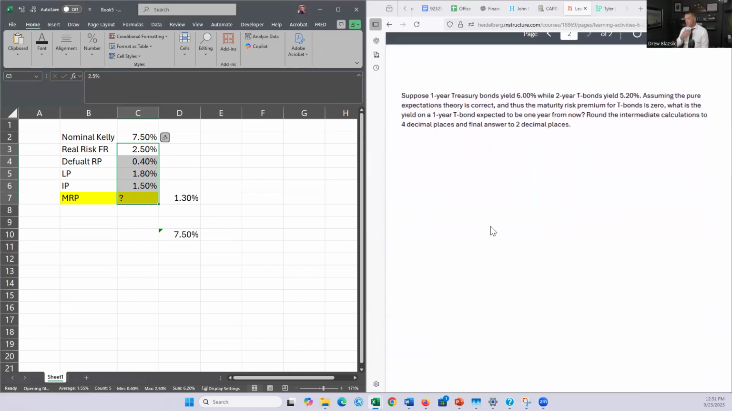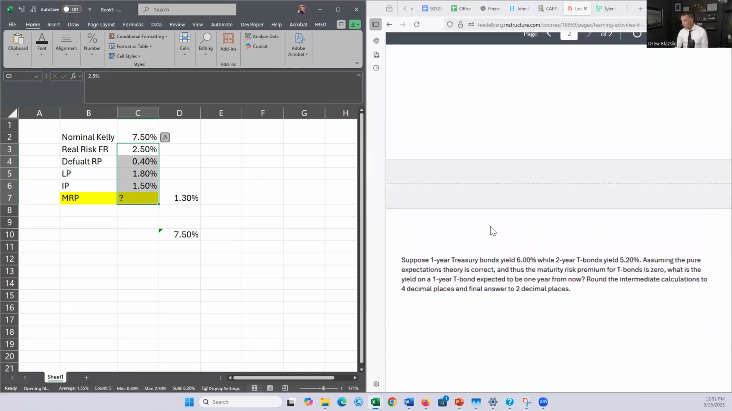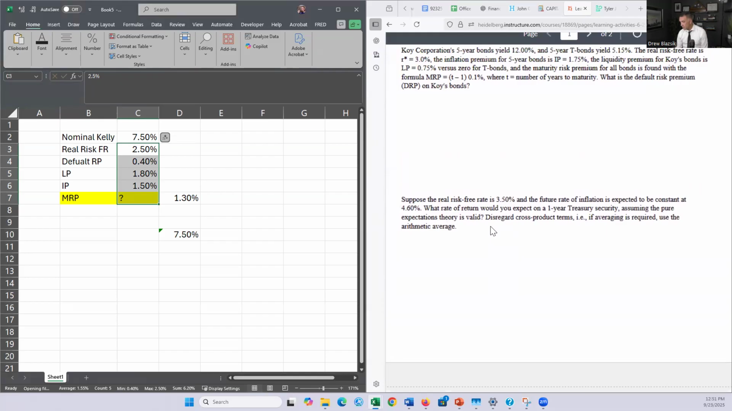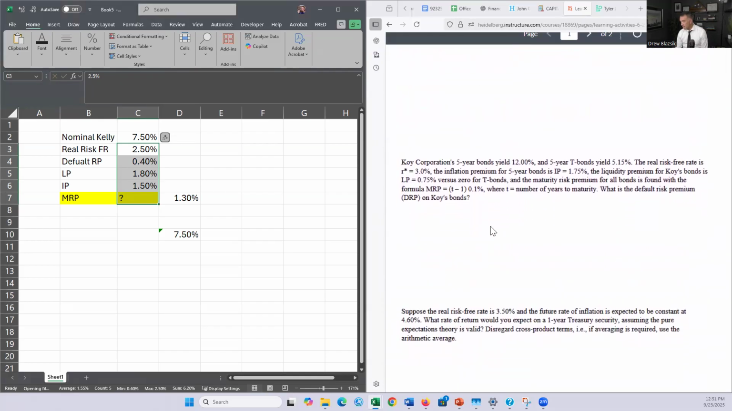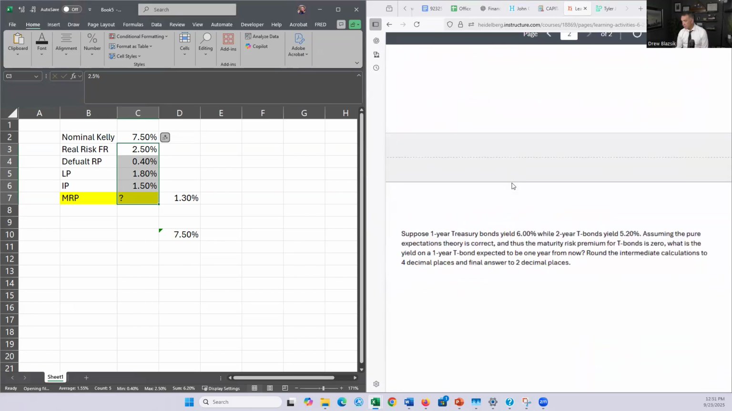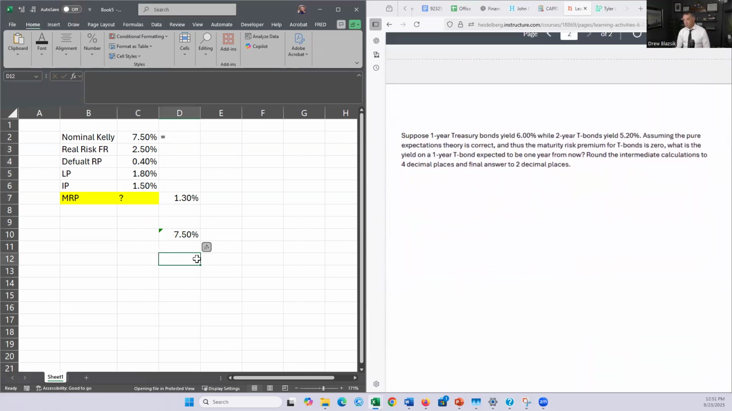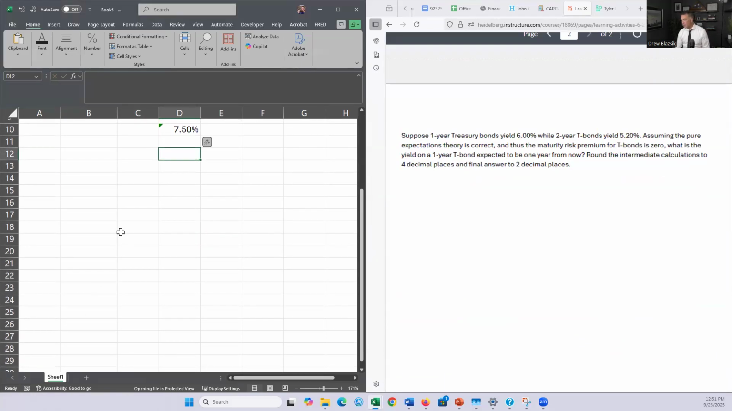All right, let's do this problem here. Those other problems are very similar to it. You're doing the same thing, so I don't have to go through that again. All right, so we're looking at this problem. This is the pure expectation theory here.